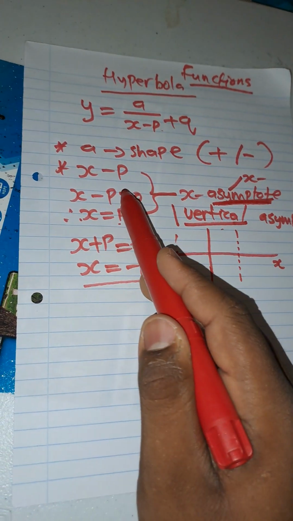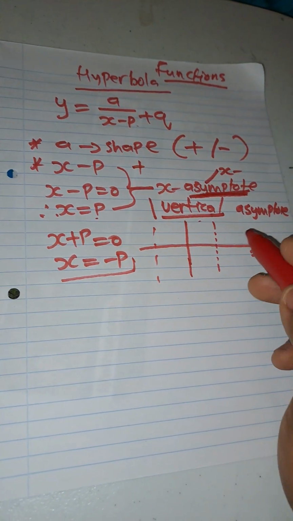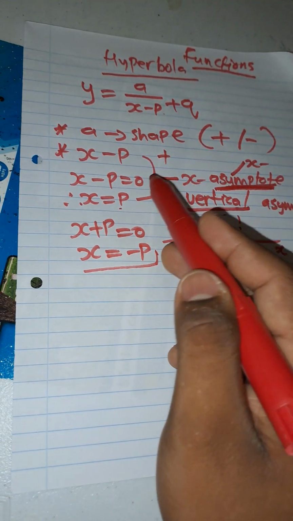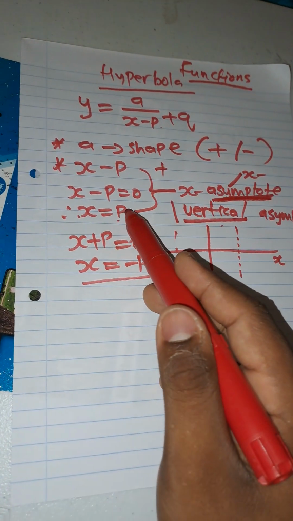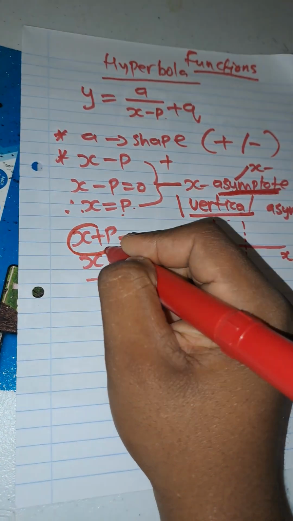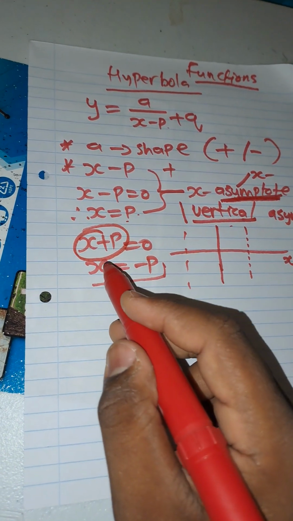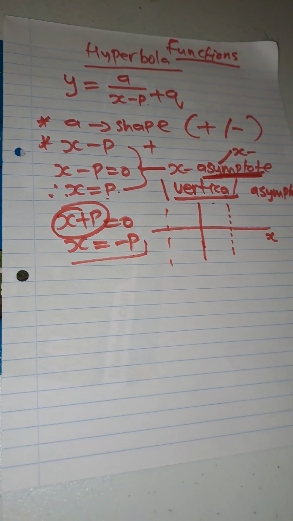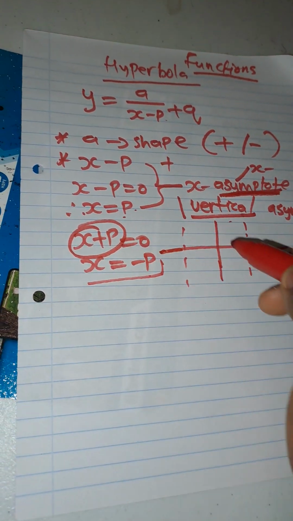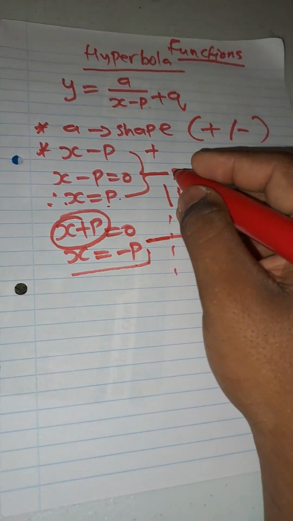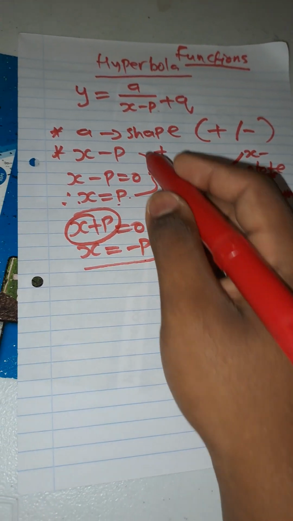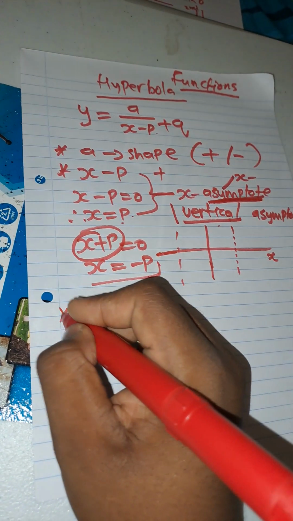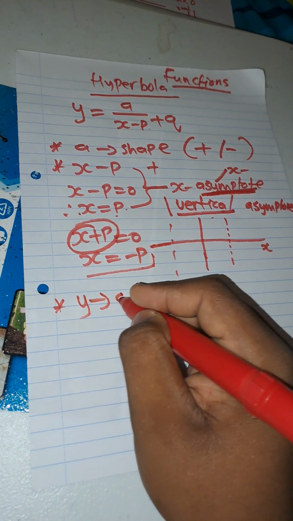If it is x minus p, the asymptote will be on the positive side of the x-axis, because when you solve it, x minus p equals 0, therefore x is equal to p. But if it is x plus p, when you solve it, x is equal to minus p, meaning your asymptote will be on the negative x-axis. Your vertical asymptote will cut your graph on the negative side. So be careful there.